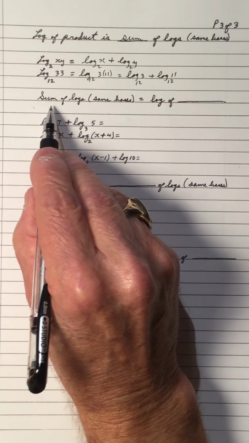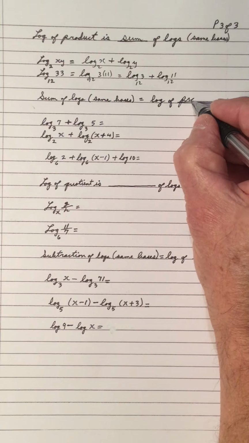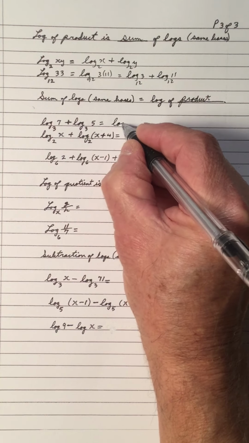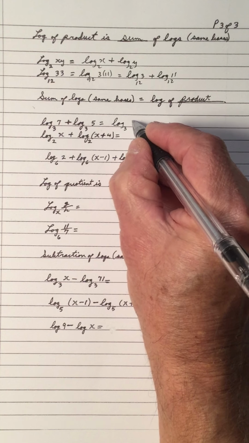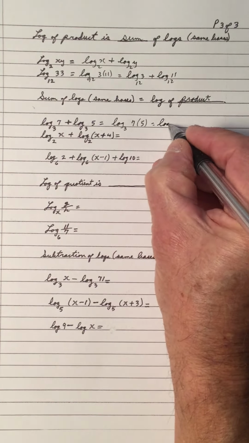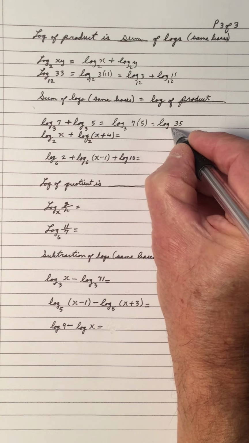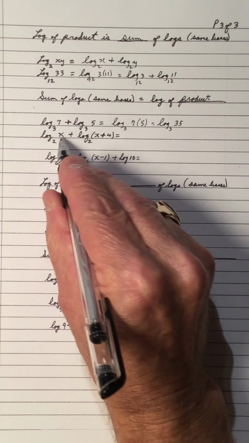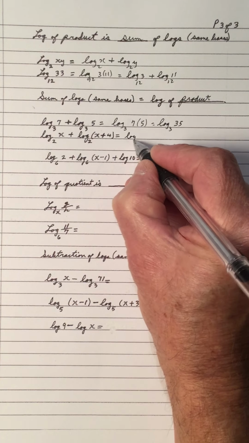So let's reverse it. The sum of the logs when you have the same basis is the log of the product. Okay, so this is the log. Base is 3, so it's the log of 3. So this is 7 times 5. So that's the log of 5 sevens are 35 base 3. And this is same basis, and we're adding. So the sum of the logs is the log of the product.